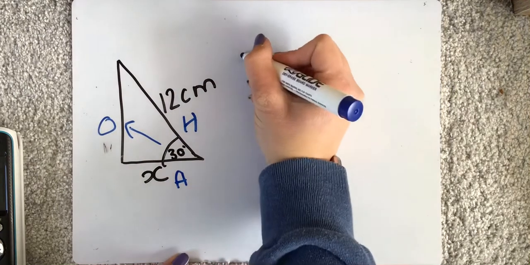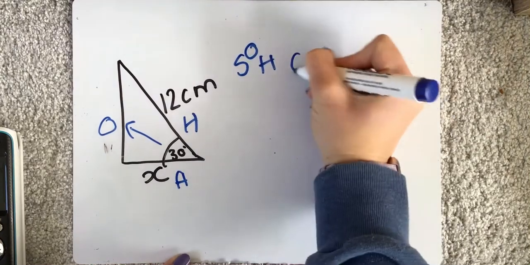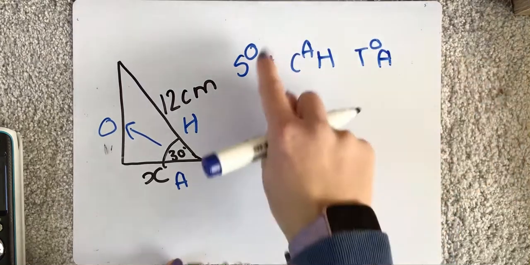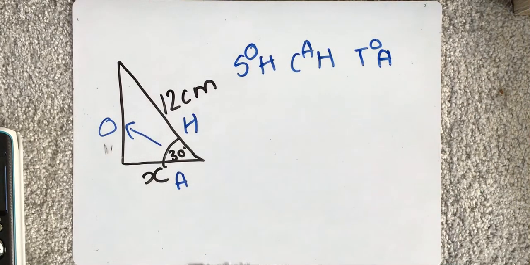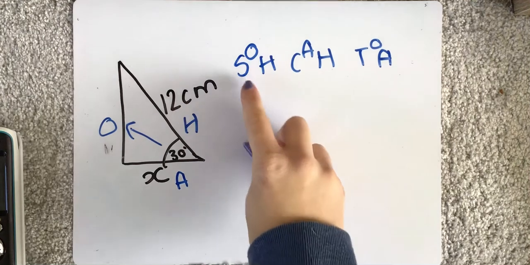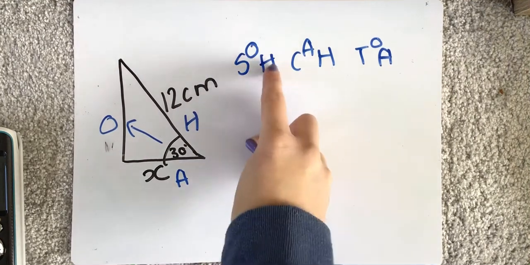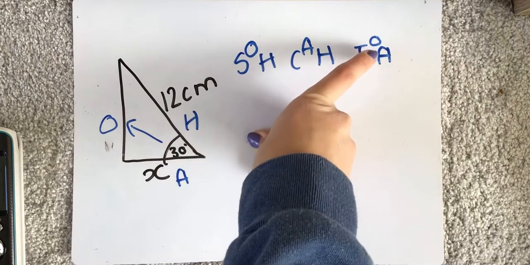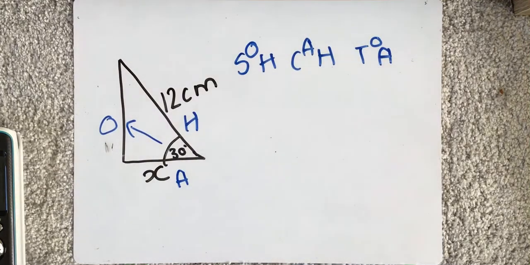Okay, and I write out SOHCAHTOA. I like to write them as little triangles because it helps me remember what I'm actually doing. Okay, it tells me sine equals opposite over hypotenuse, cos is adjacent over hypotenuse, tan is opposite over adjacent, and I'll show you in a minute where else that can be useful.